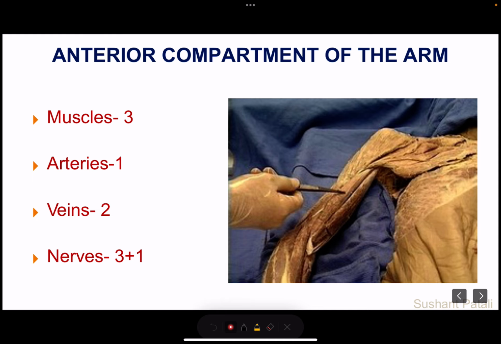And the nerves here are the musculocutaneous nerve, the median nerve, the ulnar nerve, and we also have the cutaneous nerves, the medial cutaneous nerve of forearm running in the arm, while the radial nerve runs in the posterior compartment, but it comes to lie in the anterior compartment in the lower half of the arm.